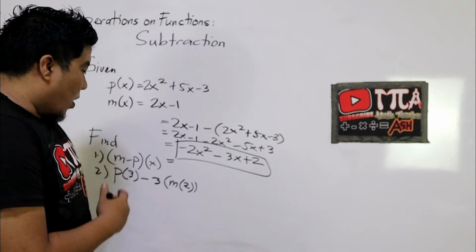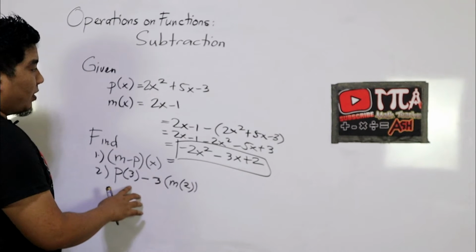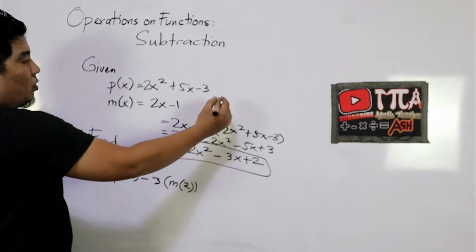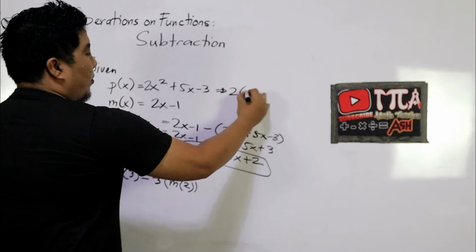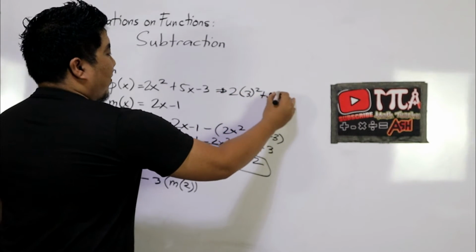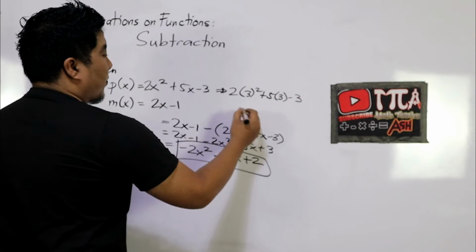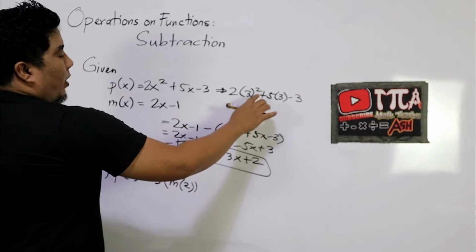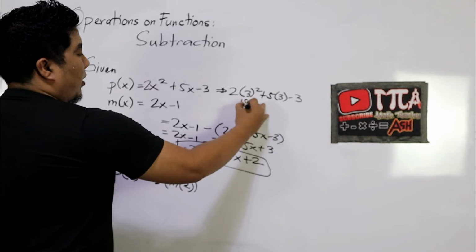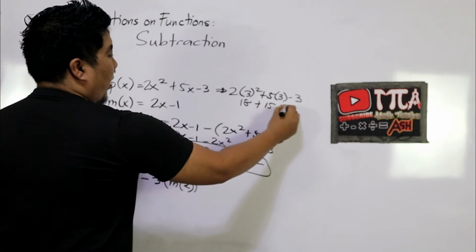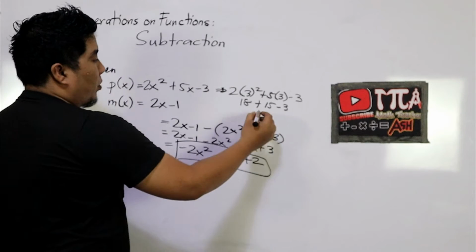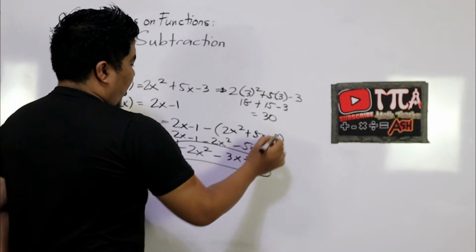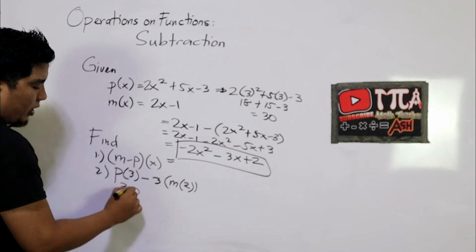Easy, right? Now, how about the second problem? We have P of 3. So, technically, what you need to do here is to substitute the value of x by 3, giving you 2 times 3 squared plus 5 times 3 minus 3. So, that is 3 squared, that is 9. 9 times 2, that is 18 plus 15 minus 3. So, 18 plus 15, that is 33. 33 minus 3, and that is 30. So, the answer here for P of 3 is 30.